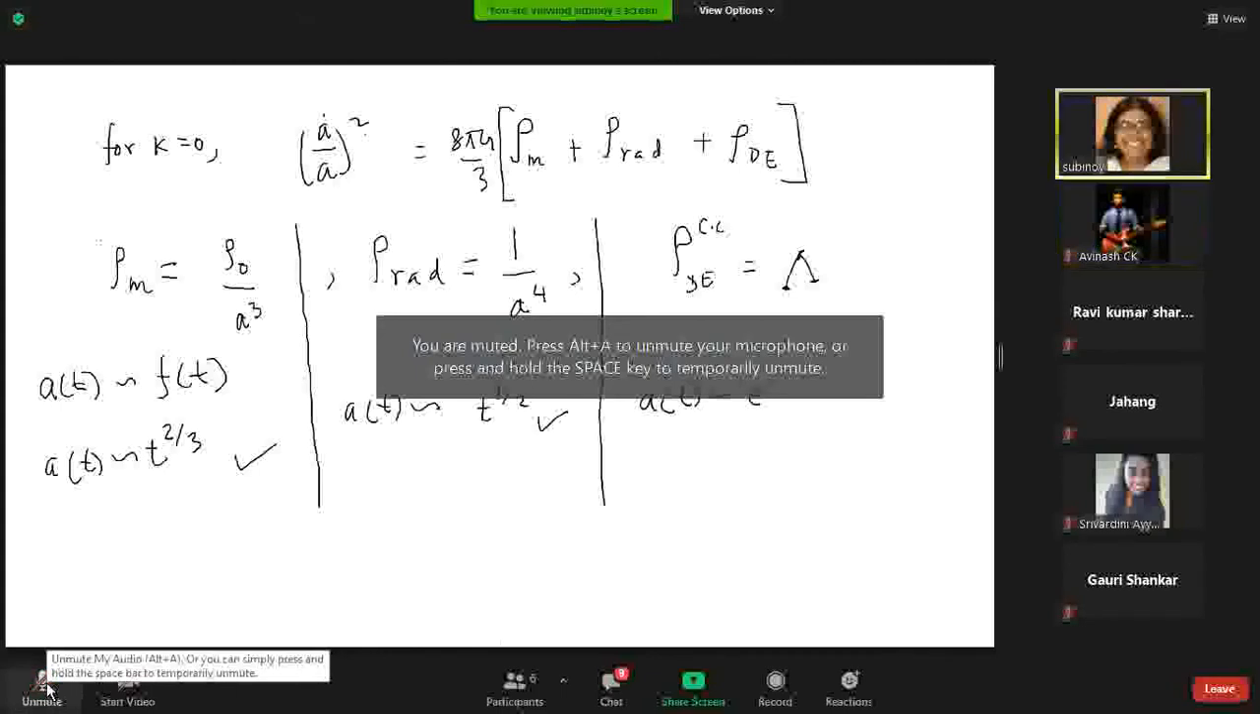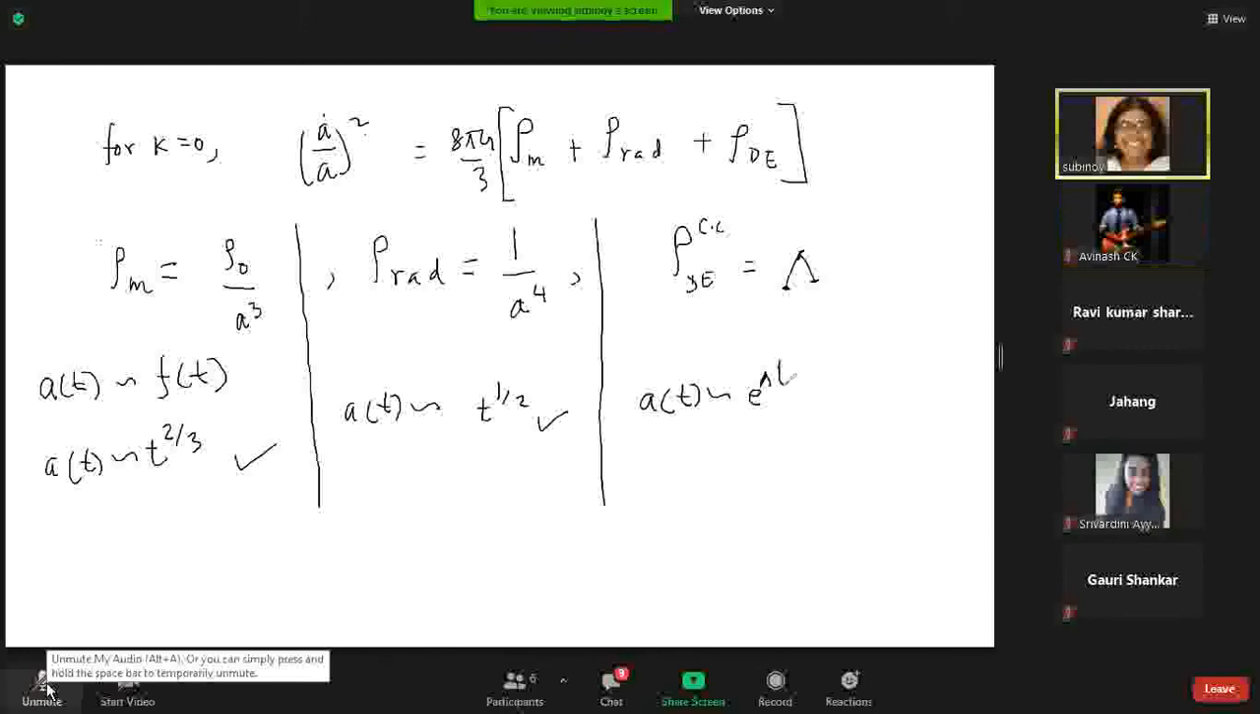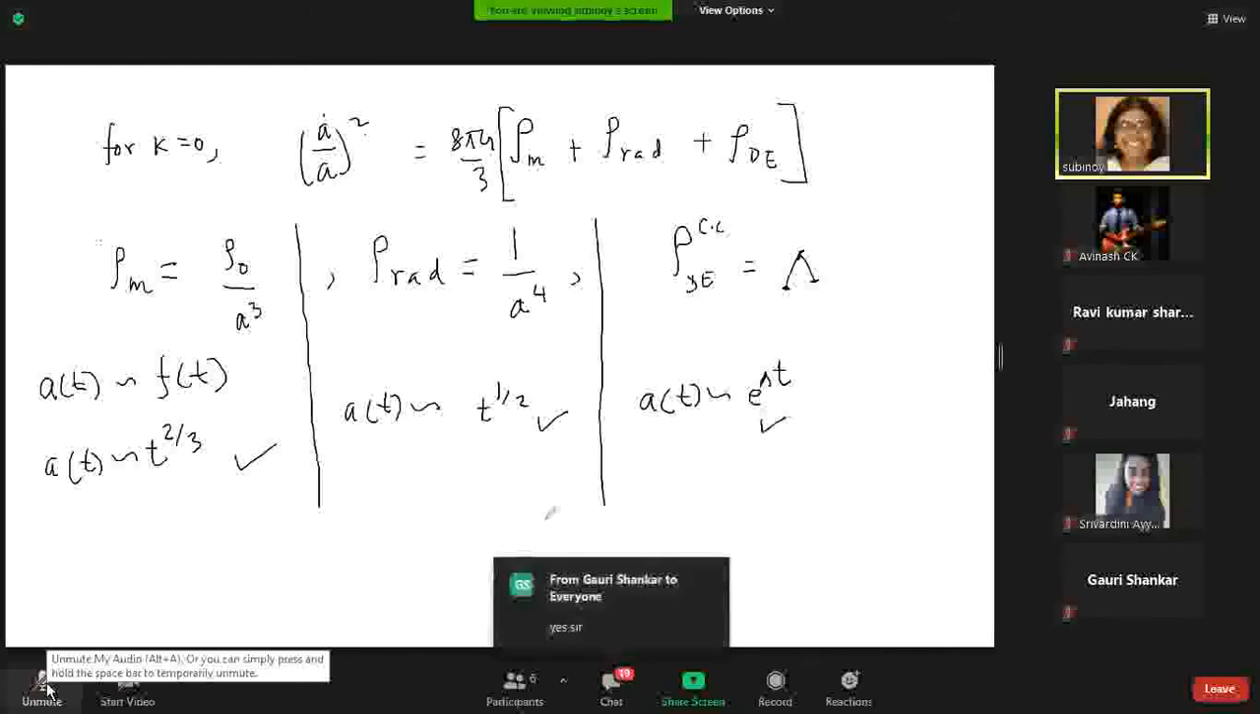Exponential, some constant, okay? Some lambda times t. Yes, the rest of the people do it. It's very easy. Some constant, or something. Yeah, 8 pi G lambda by 3 times t. Constant times t. Other people got it? Once you get it, then just say yes, sir. Then these are the simple things you need to do. Yes, Gauri Shankar got it.